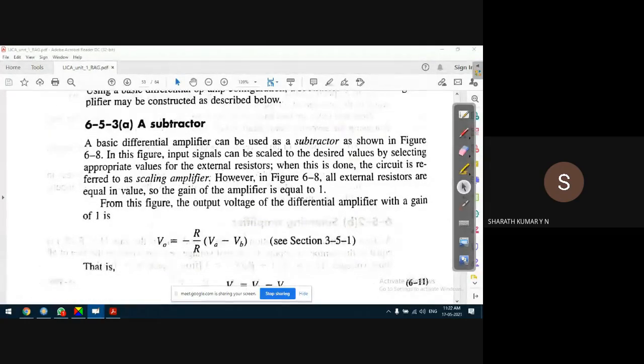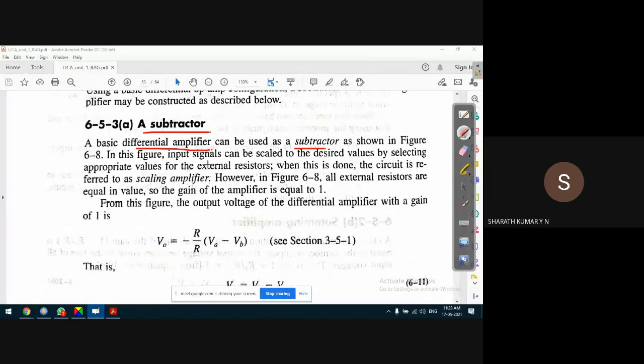Because, as we have understood, it is an operational amplifier, using op amps we can perform basic operations like adder, subtractor, integration, multiplication. One of the applications is a subtractor. So a differential amplifier can be used as a subtractor, to subtract two voltages applied to the amplifier.